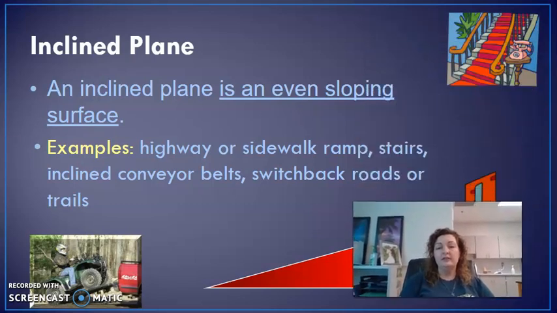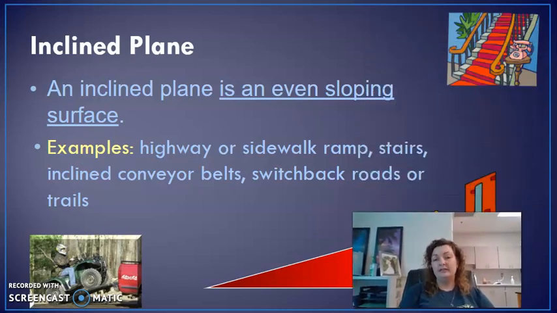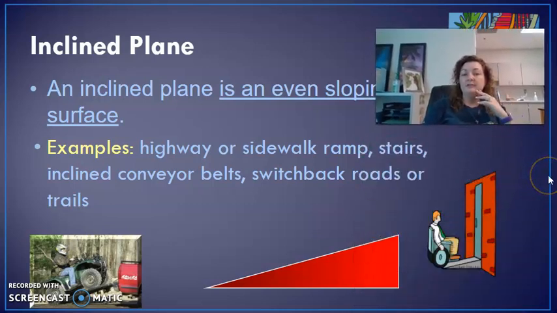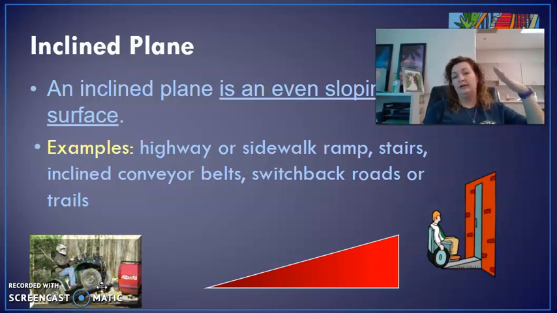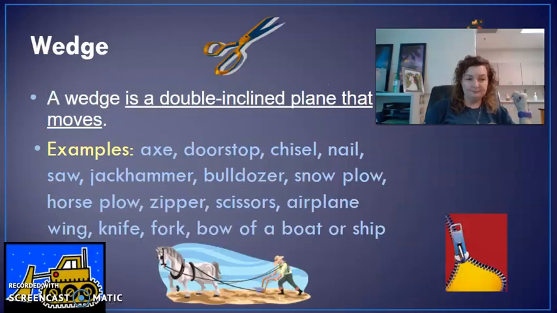Inclined plane. So an inclined plane is an even sloping surface. And I know you're thinking that like even sloping, but yet I see some stairs here. That's not even, but it is an incline, okay? So definitely think of it as that as well. So examples, a highway or a sidewalk ramp, stairs, incline conveyor belt, switchback roads, trails, anything like a ramp, right? To get from a lower point to a higher point, you have that ramp to go on as well.